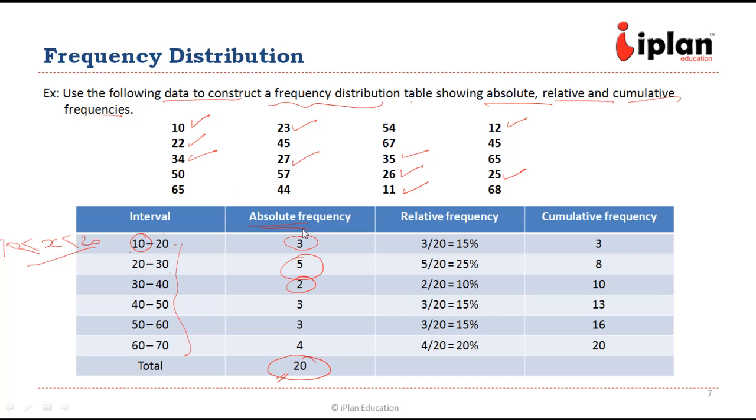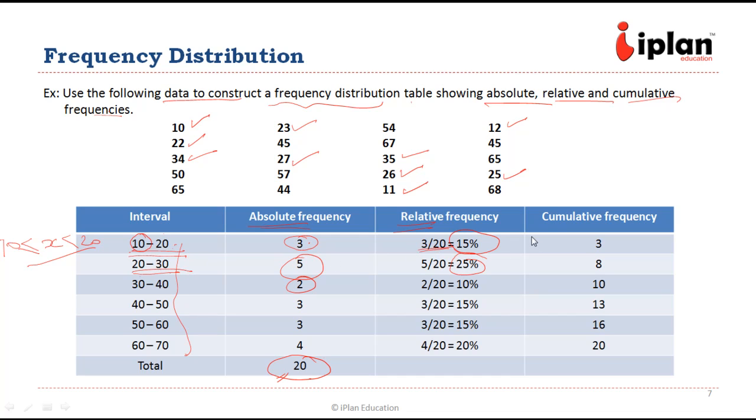If we look at relative frequency, we need to divide this number by 20 so that we get the percentages. So we can say 15% of the values lie within this interval. 25% of the values lie between 20 and 30, this interval.